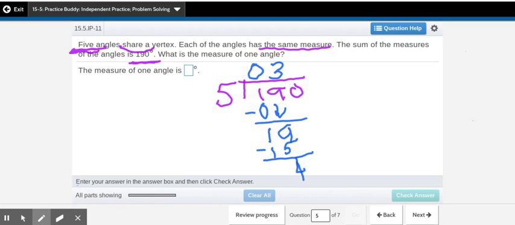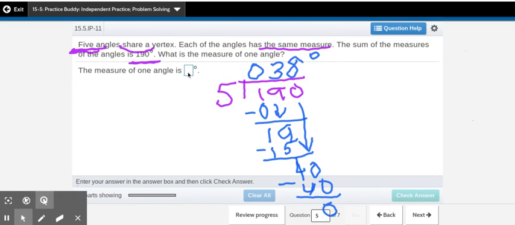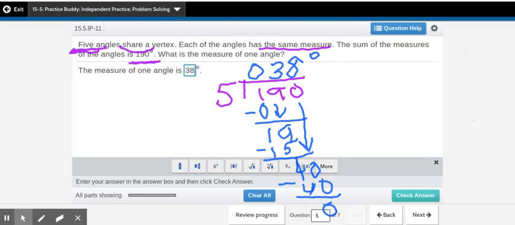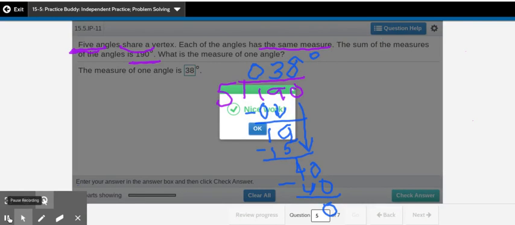Bring down my 0. How many times does 5 go into 40? I know that factor. That's 8. So now I'm subtracting out that 40, and I have 38 degrees is what it is. Each angle is 38 degrees. Let's check ourselves. We are just so smart.